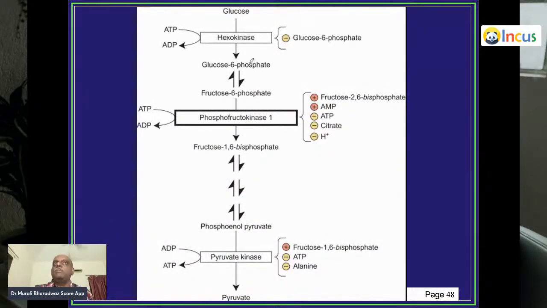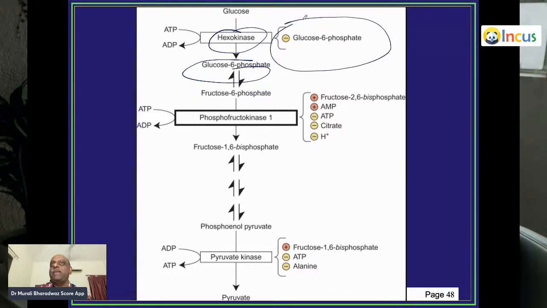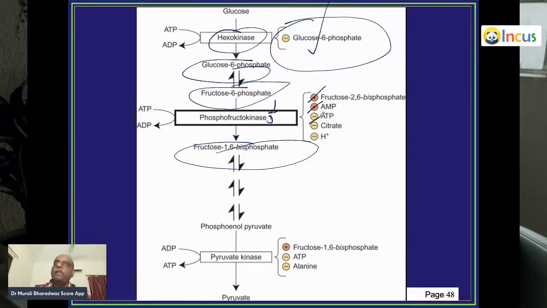So glucose becomes glucose 6-phosphate. Hexokinase is converting, and that is inhibited by glucose 6-phosphate. You're not going to forget. Fructose 6-phosphate becomes fructose 1,6-biphosphate, and that is phosphofructokinase 1, which is stimulated by fructose 2,6-biphosphate and AMP, and inhibited by ATP, citrate, and H+. So these are all sure short questions, doctor. If you say I'm going to NEET PG, I'm going to USMLE, but I don't know this, nobody will excuse you.